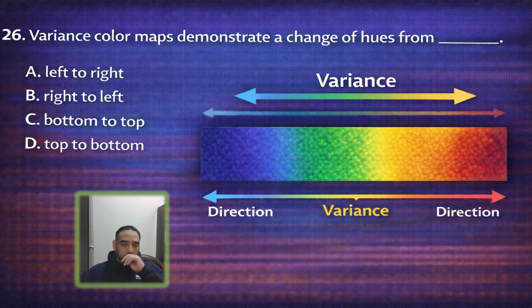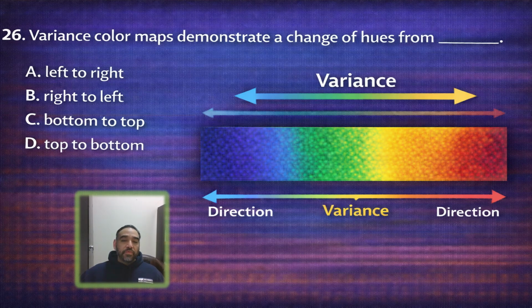So the question says variance color maps demonstrate a change of hues from blank. And the answers are A, left to right, B, right to left, C, bottom to top, and D, top to bottom. And the correct answer is A, left to right. So variance color maps show a change of hues from left to right across the color bar.